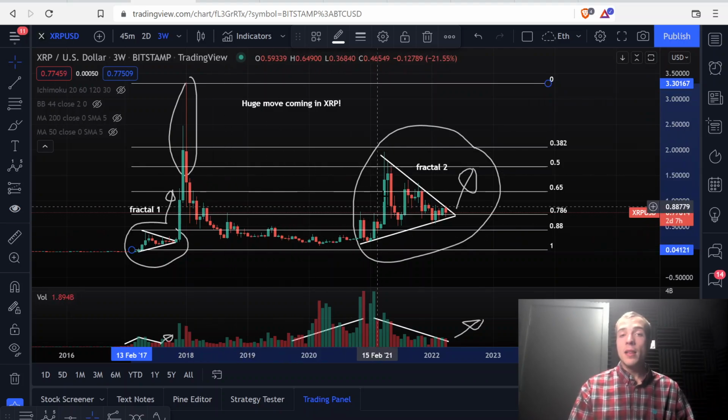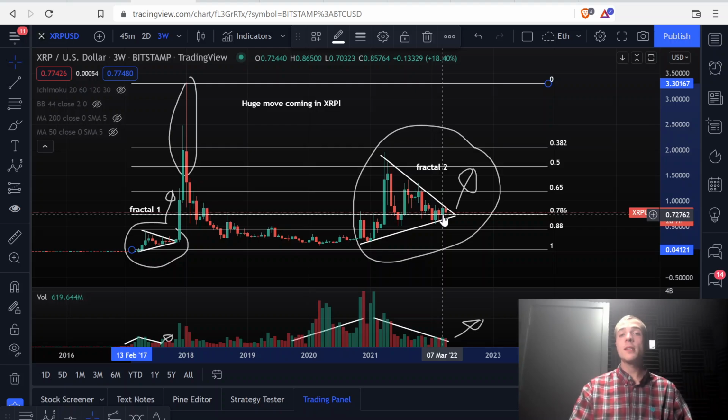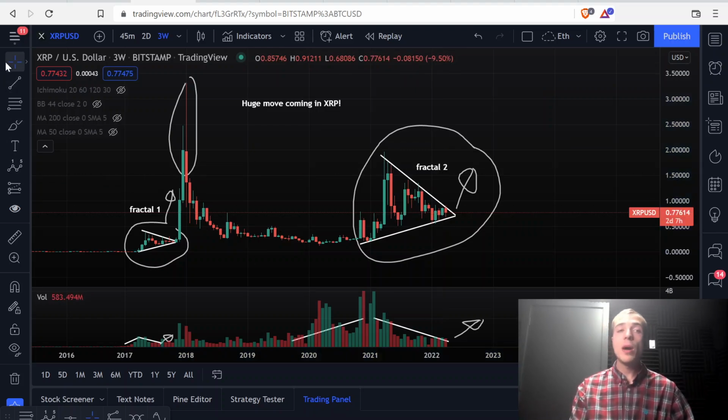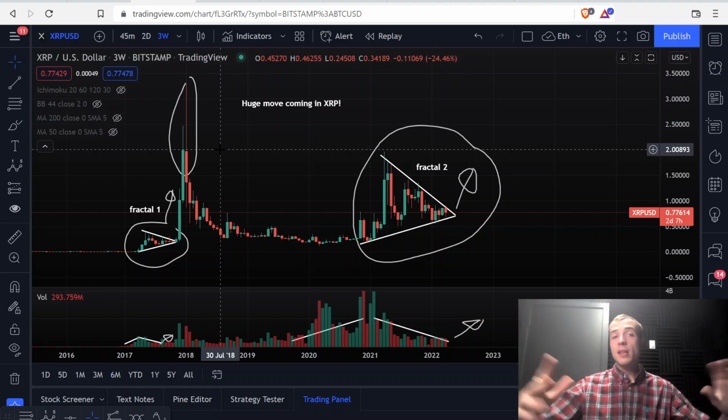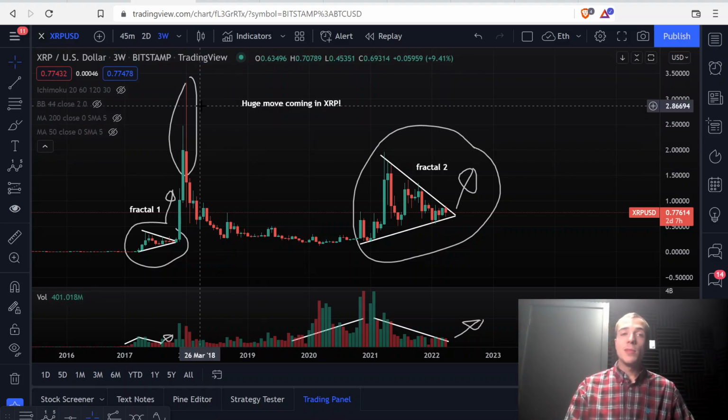We turned around at these lower fibs, came back up to 382, coming back down to 786. So this stuff works really well, you guys, for predicting these cycles and for making money through all the volatility. So it's really awesome stuff to learn about.